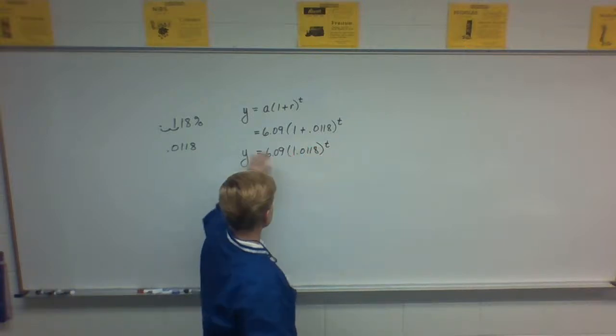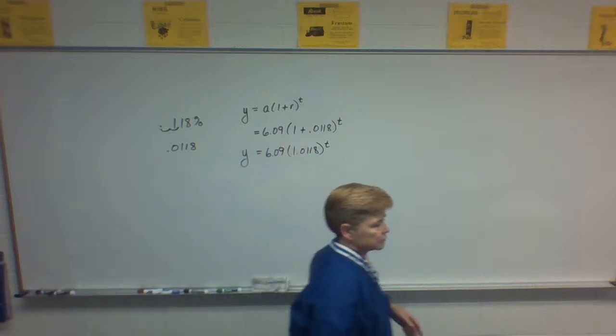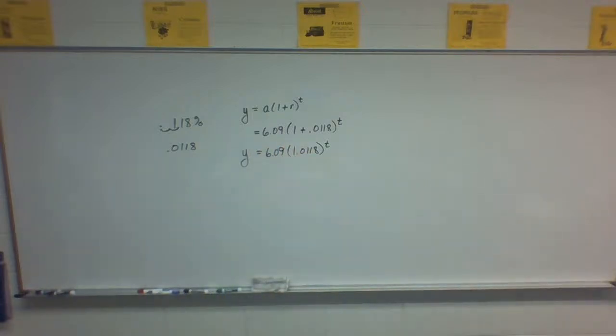Okay, it's a solution method. Graph one side in Y1, graph the other side in Y2, find out where they cross. In this case, it was 11, almost 12 years, so about 2012 is when we crossed that 7 billion mark.